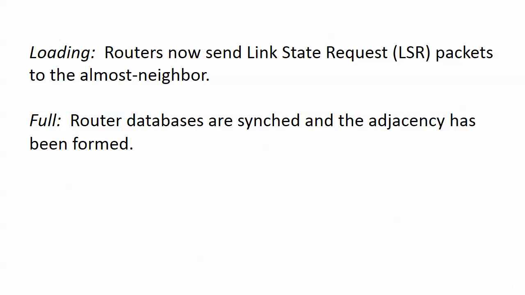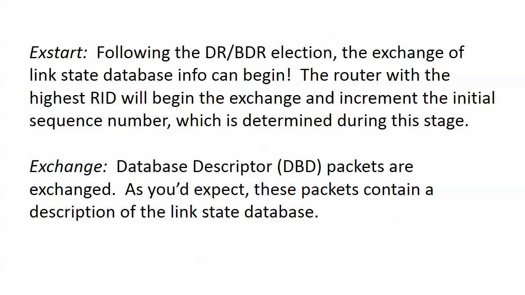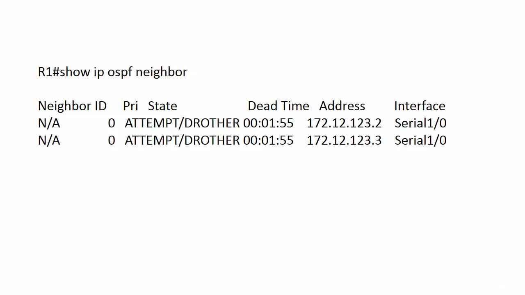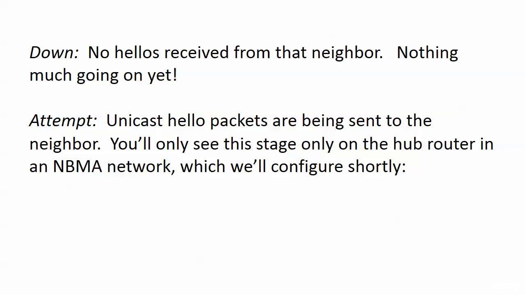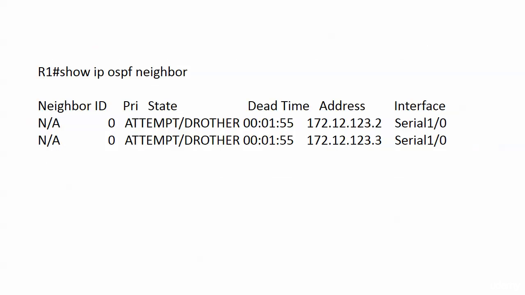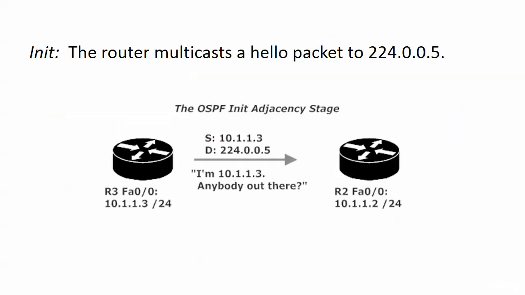Finally, we're almost there. When we're at loading stage, that means the routers are sending link state request packets to the almost neighbor, and when we get to full, then the router databases are synced and the adjacency has been formed. Whew. I know there's a lot going on there, a lot of theory up front with OSPF, but it's definitely worth going over this again with the stages. We go down. If we're running NBMA, then you'll go to attempt, and you're going to stay there for a little while. You usually get pretty close to that dead timer, timing out before your adjacencies come up.